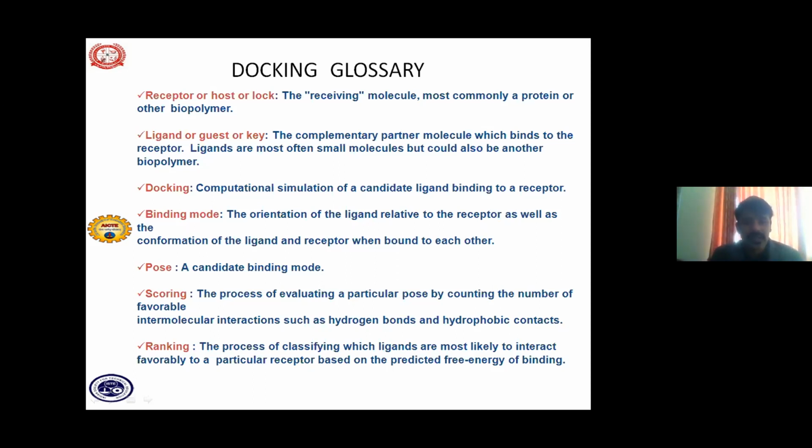Okay. Scoring is the process of evaluating a particular pose by counting the number of favorable intermolecular interactions. How does scoring come, how is energy formulated? This is formulated from the bonding interactions, the hydrogen bonds and hydrophobic contacts. So this all comes under this. Okay, so scoring comes out. Ranking is the process of classifying which ligands are most likely to interact favorably with a particular receptor. So the free energy of binding comes with the ranking.